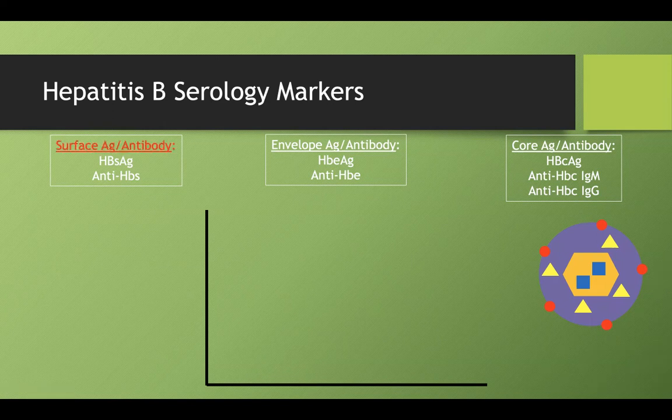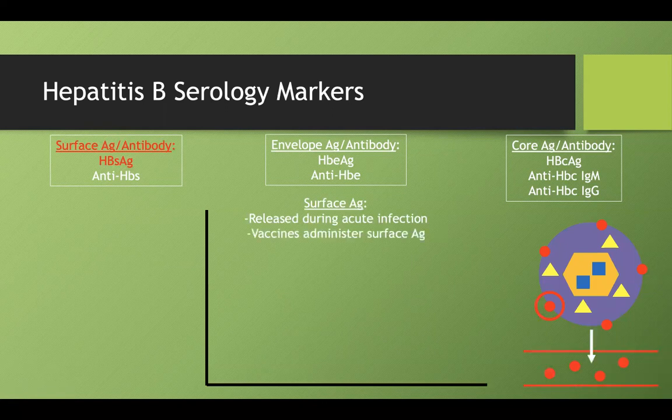So let's start with the surface antigen and antibody. The surface antigen itself is going to be this thing right here. So this gets released from the virus during an active infection. Another thing I want to point out is that when you vaccinate somebody against hepatitis B, the vaccines give this surface antigen directly into your bloodstream. That's all you get is just the surface antigen when you're vaccinated. You don't get the envelope antigen, you don't get the core antigen, and that's going to be important later on when we have to distinguish whether or not somebody had an infection in the past or they were simply vaccinated in the past. We can actually use this idea to determine which one is which.